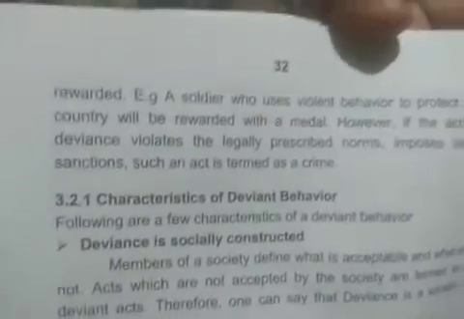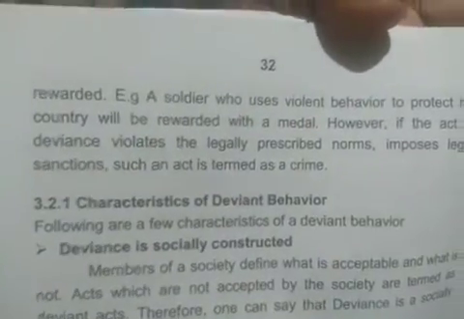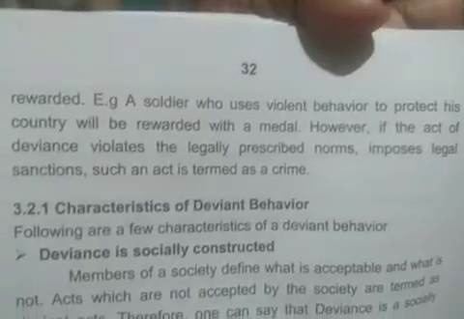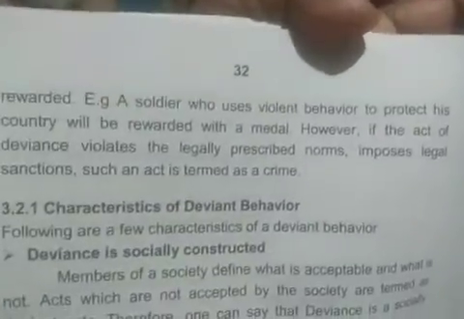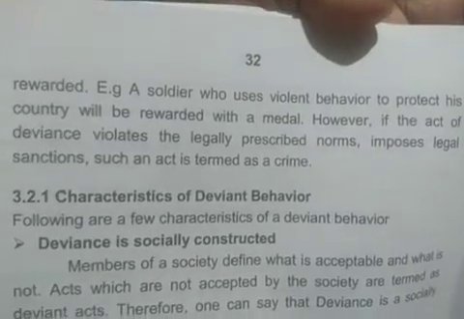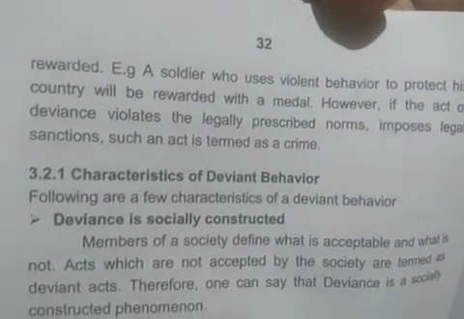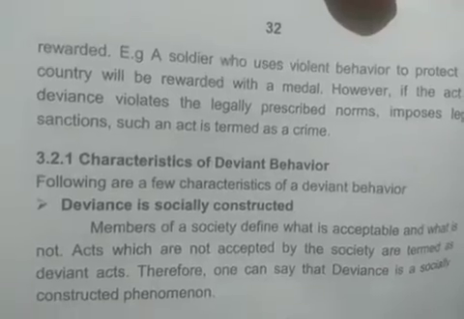Certain acts of deviance can be overlooked or can be viewed as understandable. Certain acts can even be positively rewarded. Example, a soldier who uses violent behavior to protect his country will be rewarded with a medal. However, if the act of deviance violates the legally prescribed norms and imposes legal sanctions, such an act is termed a crime.